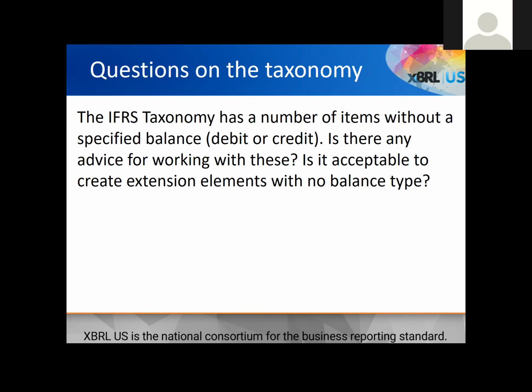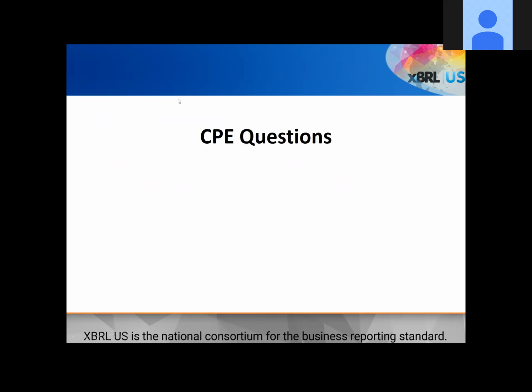There are a few other items with no balance type for other reasons. But in general, we expect most of these to be reported with positive values. Obviously, there will be some exceptions, but we don't anticipate it being too tricky to work out what the sign should be for those items without a balance type. Okay, thank you. I think, Michelle, we're going to go to some CPE questions now.